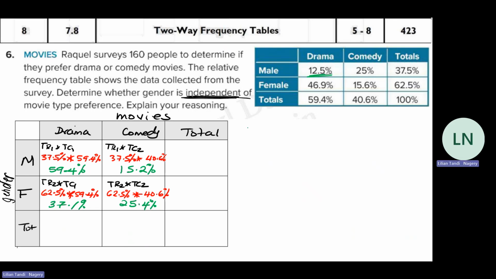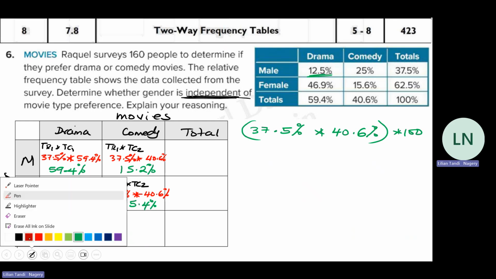In the calculator, make sure you do 37.5% times 40.6%. Then you'll get a decimal. That decimal you have to multiply by 100 to give you this percent. Okay? All right. Now add your columns.